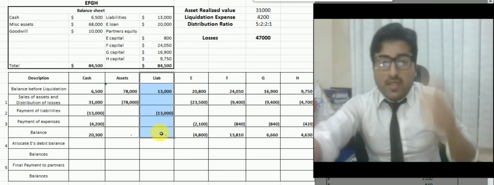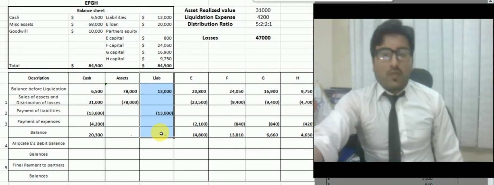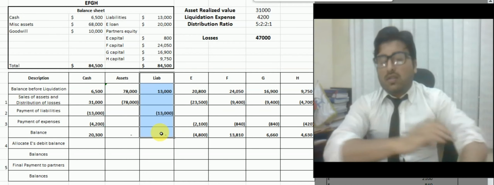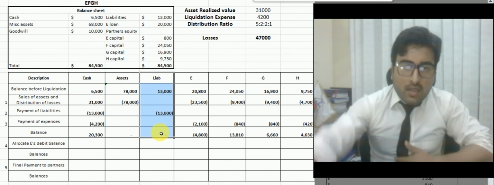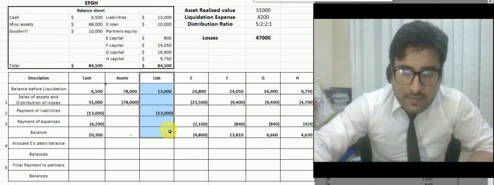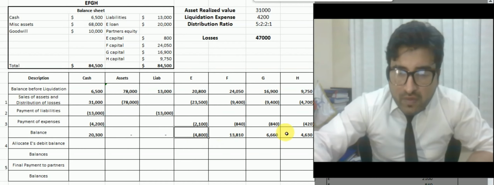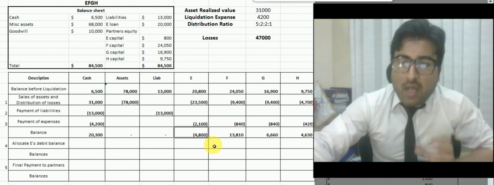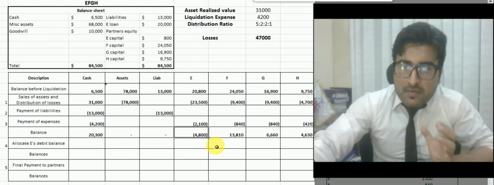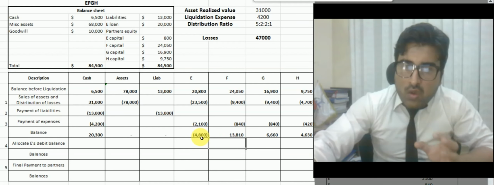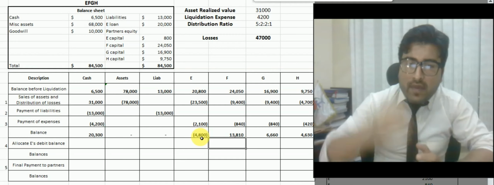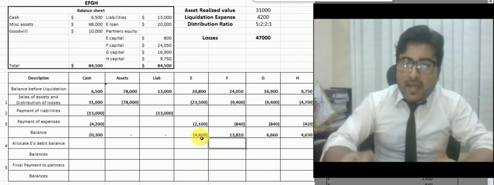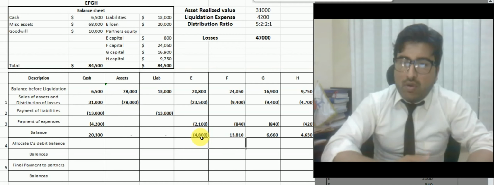So dear students, what you have learned here is that we have 4 partners, and among them one partner has a negative balance and the 3 remaining have a positive balance, and now the negative balance should be allocated. Question here: why are we not paying the loan of the E before everything, like we have paid the liability of the third party?